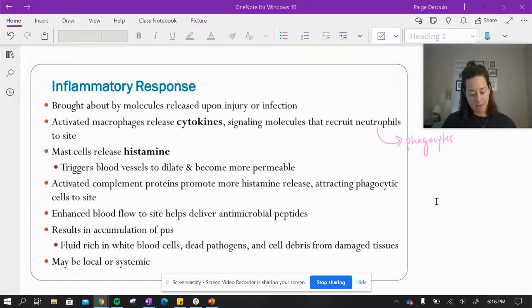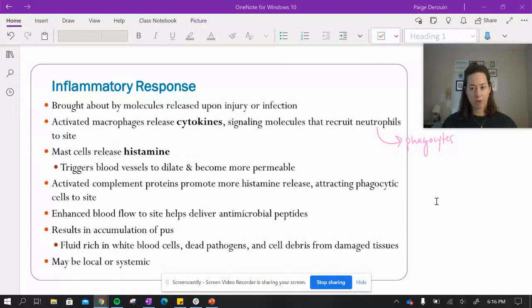At the same time, you have mast cells, which are secreting histamines. Histamine is a chemical that is responsible for dilating your blood vessels and making them more permeable so that neutrophils will be able to leave the bloodstream and be at the site of the infection, which is really important for them to be able to digest any bacteria or viruses that got in at the infection site.